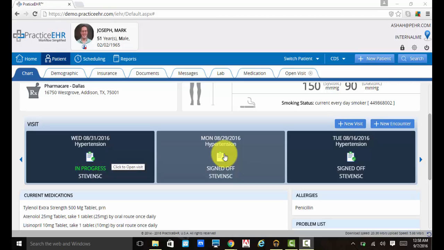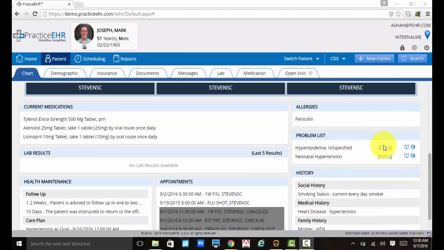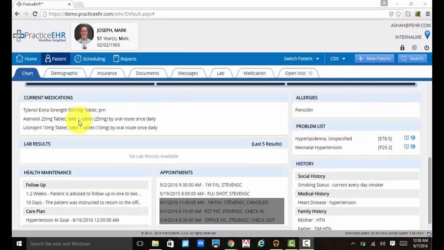Here you also have the option to create a new clinical visit or a new encounter visit, which is a super bill. This is followed by a list of patient's current medication, which gives us the list of medications that the patient is currently on. On the right-hand side, we have allergies and problem list.